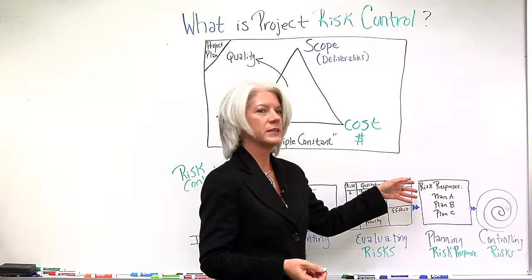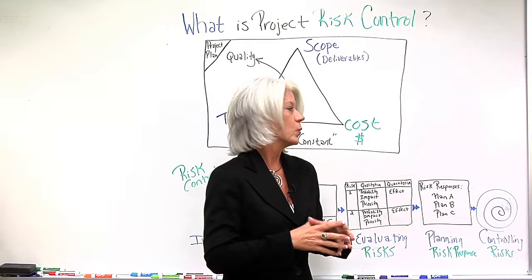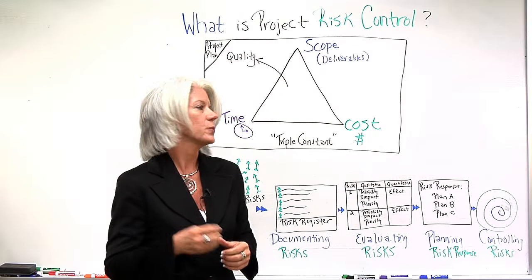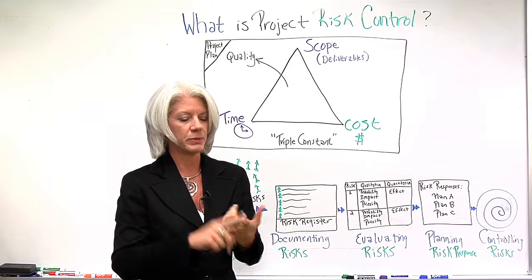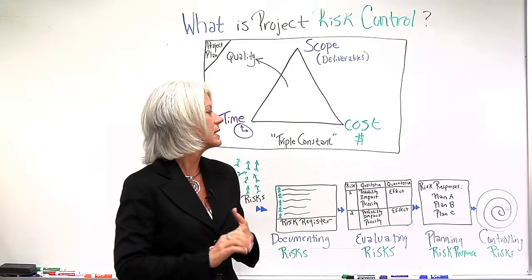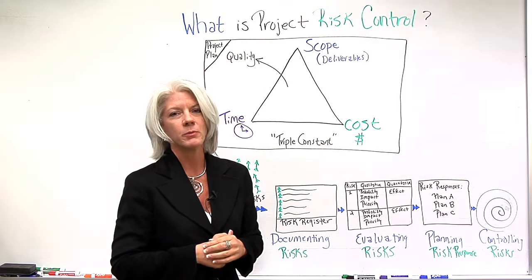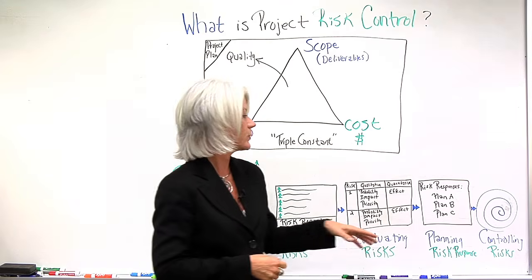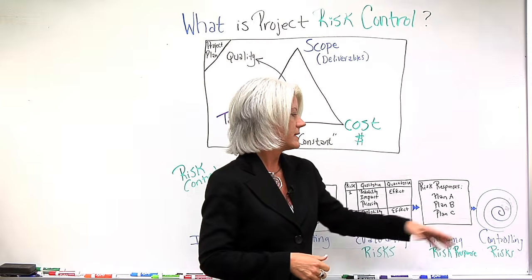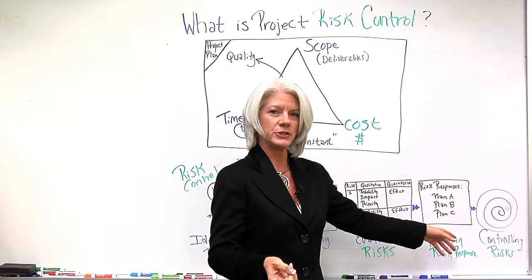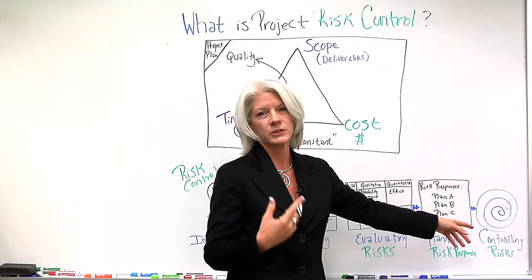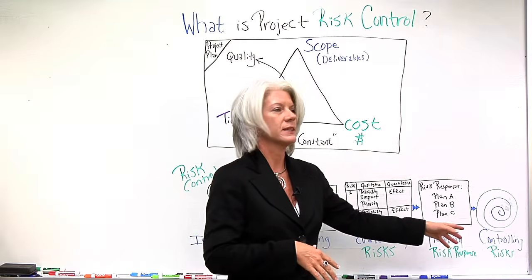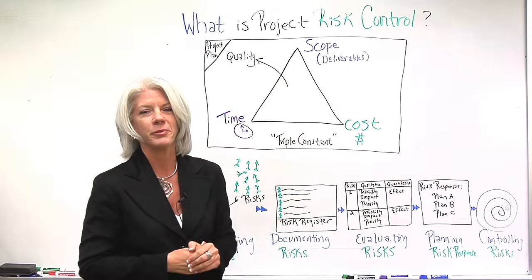So knowing this information for every risk, what are some proposed risk responses? And we like to have multiple ones. It's great to have a plan A, a plan B, and a plan C, or multiple responses for each risk. And then again, continuing to control those risks. With this information, we begin controlling these, documenting them, tracking them throughout the entire project.